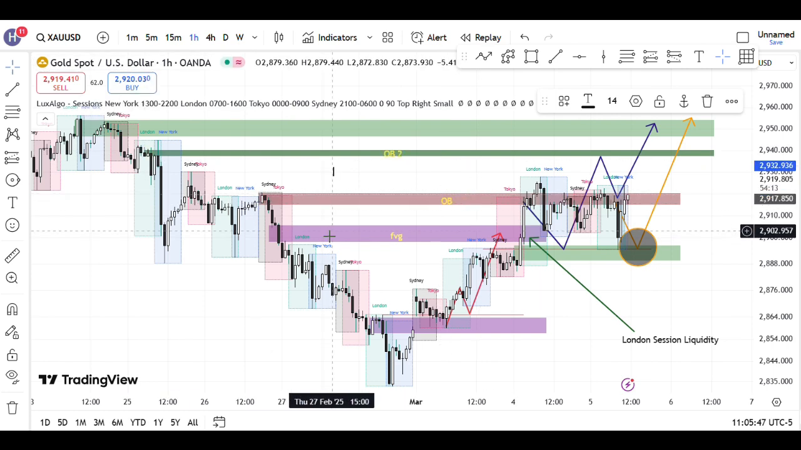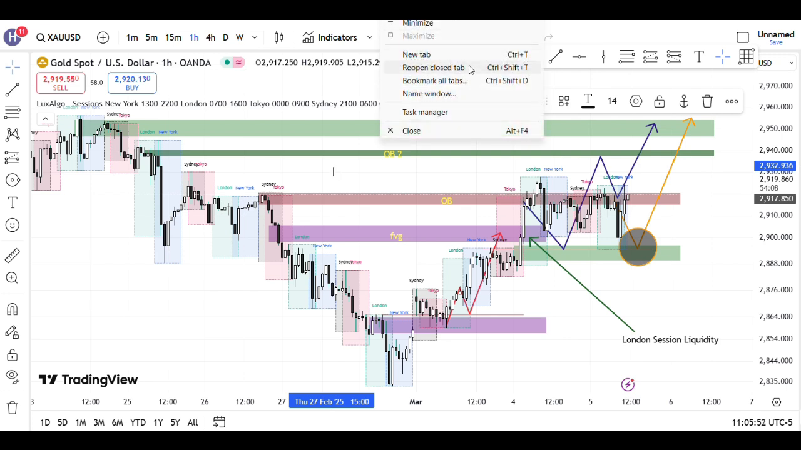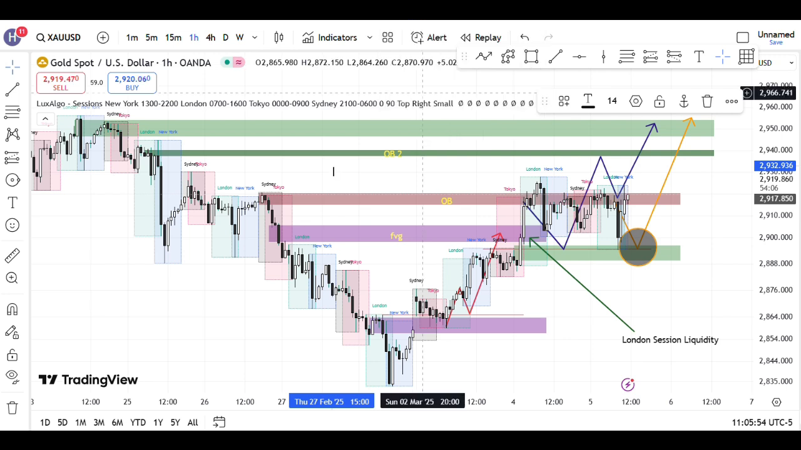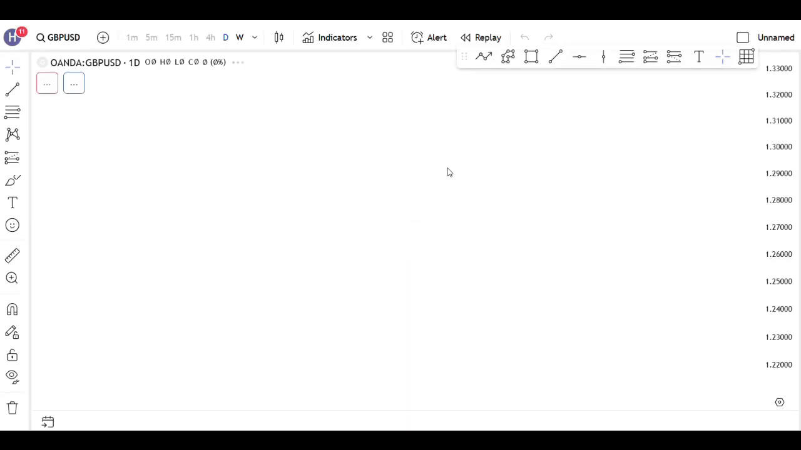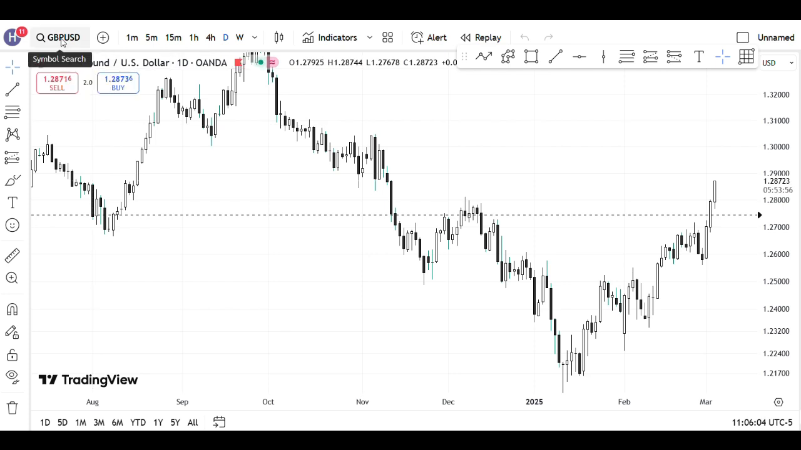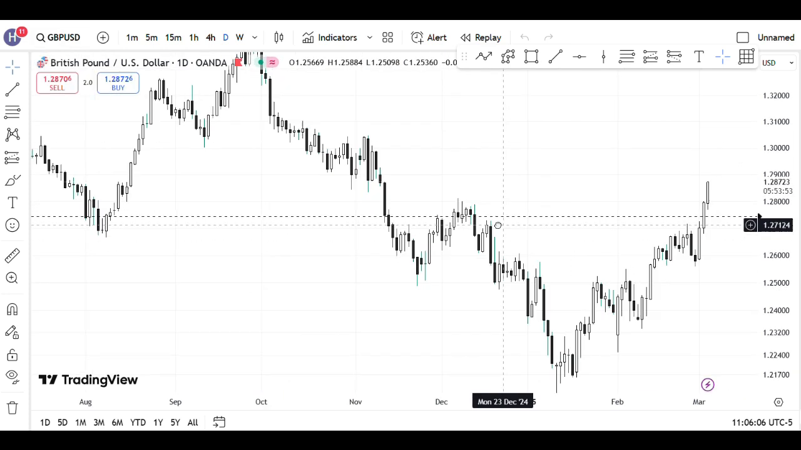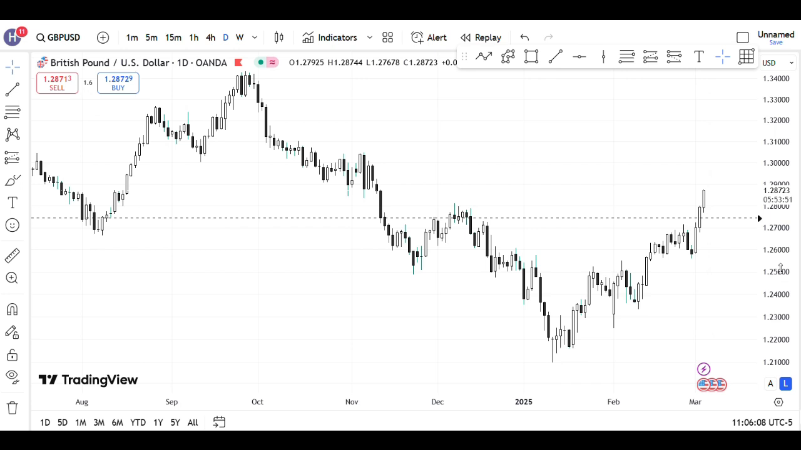This is a little bit difficult, so I will explain using another currency pair. I will duplicate this site. I would like to show you GBP USD, my favorite. So this is a currency pair. First of all, I will tell you what a currency pair means. It means 1 GBP equals how much USD.